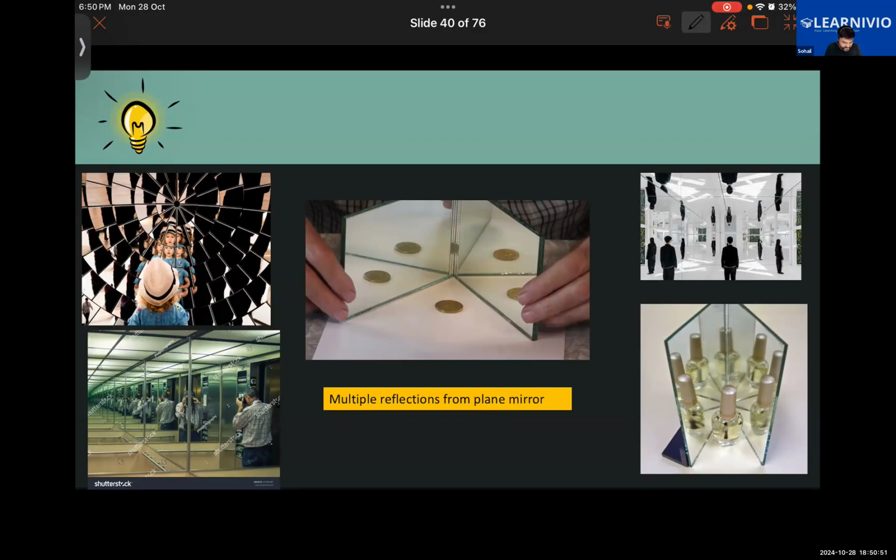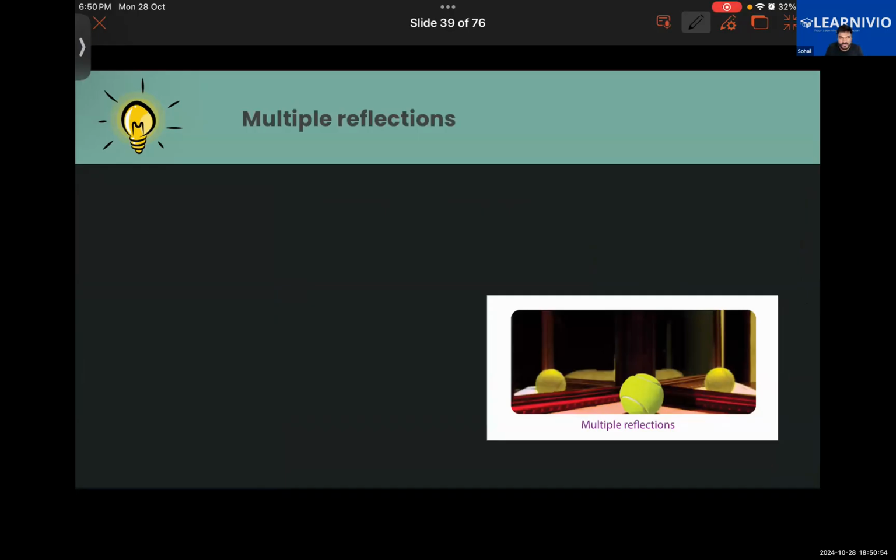Let us learn about this one in detail. What is the concept here? Multiple reflections can be obtained by placing more than one mirror at a certain angle to each other, in which reflection takes place multiple times. What is happening here? The incident ray from this ball falls on the plane mirror and is reflected back from this, and the reflected ray falls on this plane mirror. Then again reflection takes place from this. So reflection is taking place 2 times here. Once from this mirror, and another reflection from this mirror.